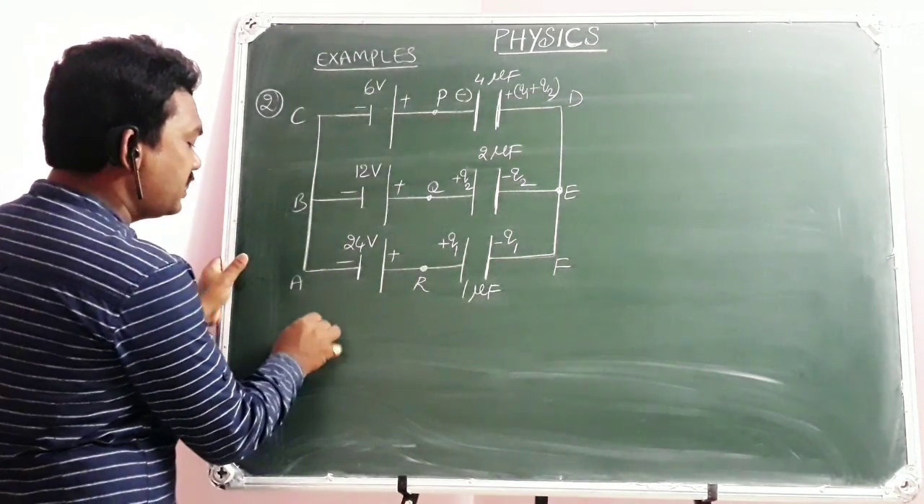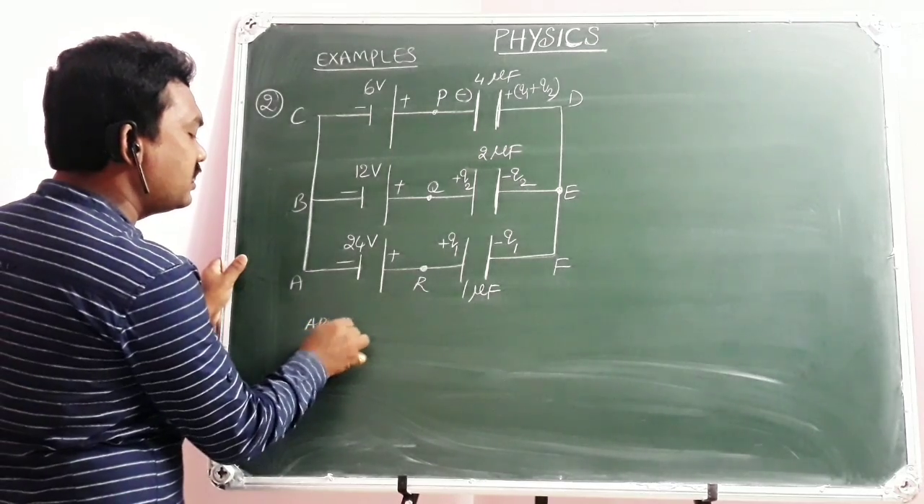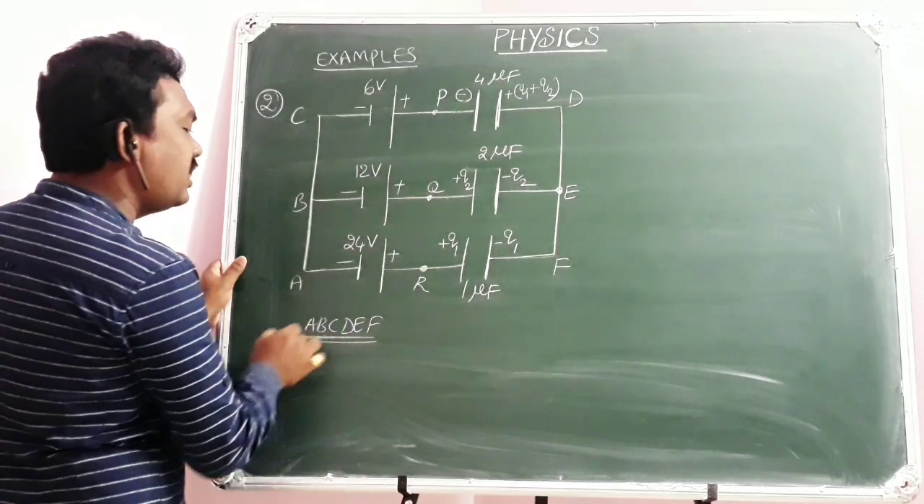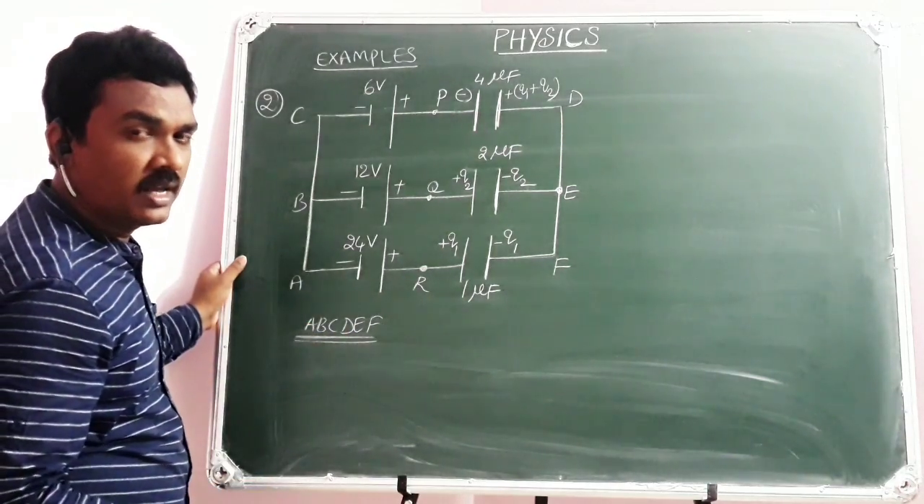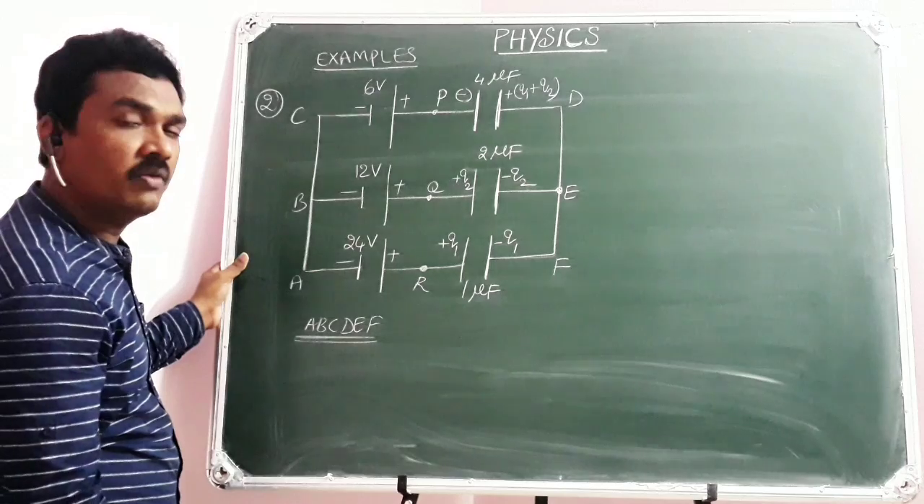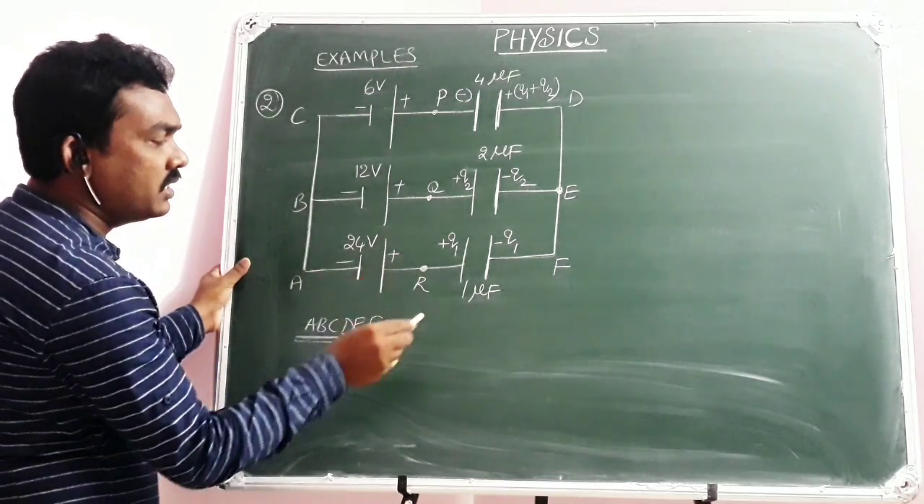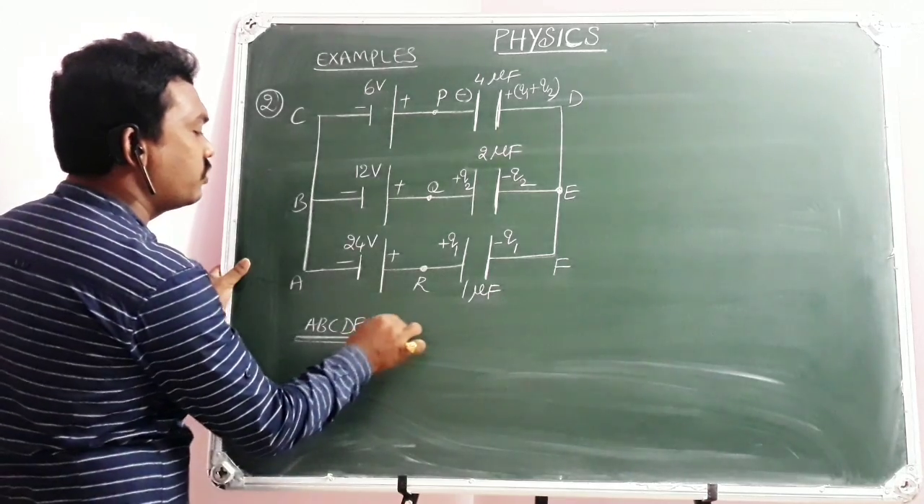So first of all, let me take the entire closed loop A, B, C, D, E, F. There is no need to take the loops as I have taken them. You can take the loop of your choice to apply KVL, there is no doubt. So let me take A, B, C, D, E, F, A. This is the closed loop.